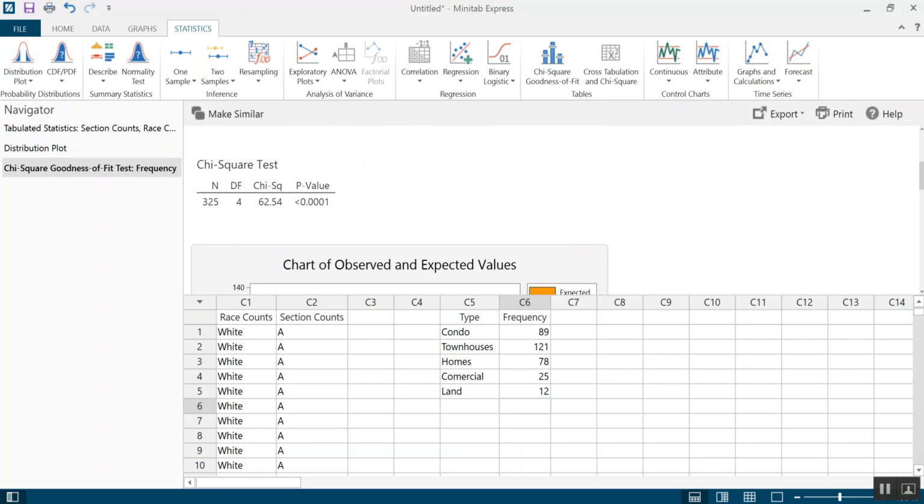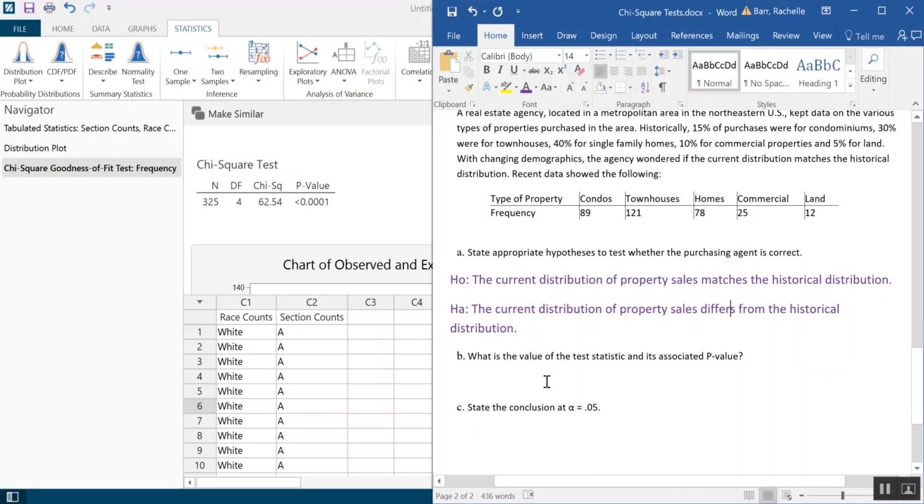So the first thing I'm going to do is steal my p-value off of here. It's less than 0.0001. So I'm just going to type that for now. I don't really like that answer. That is not the less than symbol. Good job, teacher. All right.